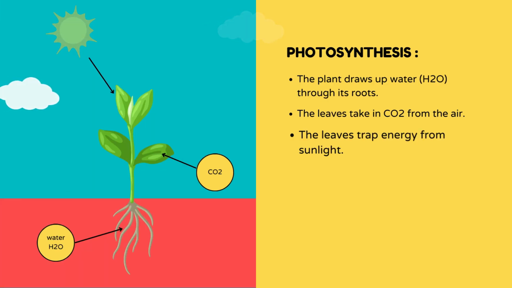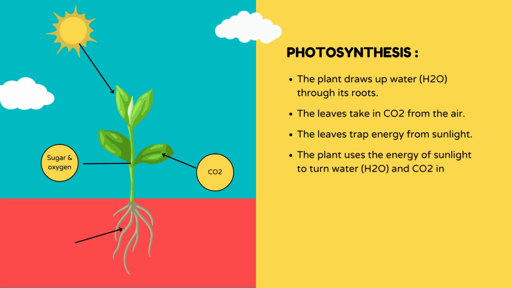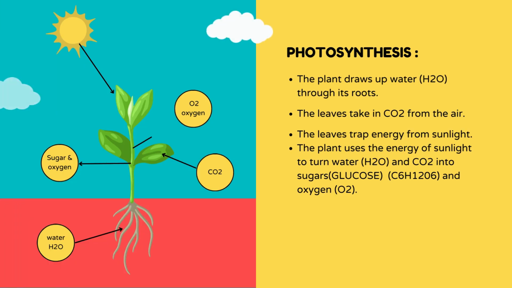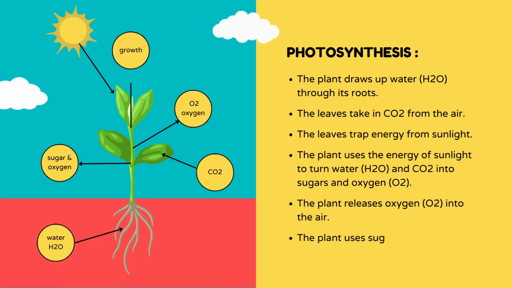The plant uses the energy of sunlight to turn water, H2O, and carbon dioxide, CO2, into sugars, glucose, C6H12O6, and oxygen, O2. The plant releases oxygen, O2, into the air. The plant uses sugars for growth.